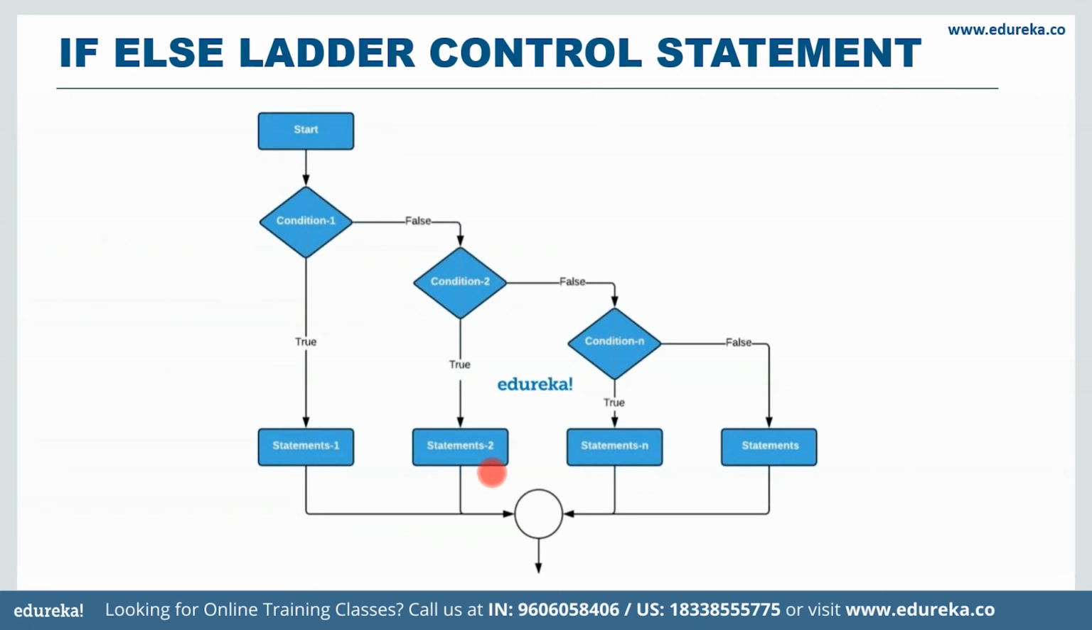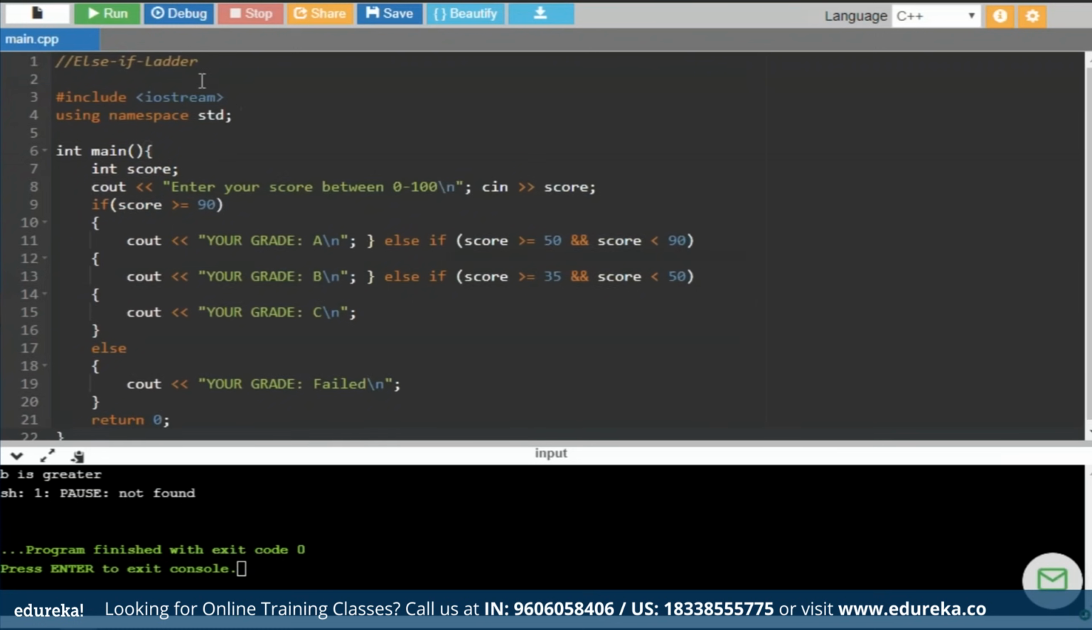Now let's see a practical example to understand its functionality in a much better way. So this particular example is based on the else-if ladder. Here I will be entering the score of a student. In case my score lies between 90 and 50, then my grade will be A. In case my score lies between 50 and 35, then my grade will be B. In case it is less than 35, it's supposed to be C. And if an invalid score is entered by the user, then it is set as failed.